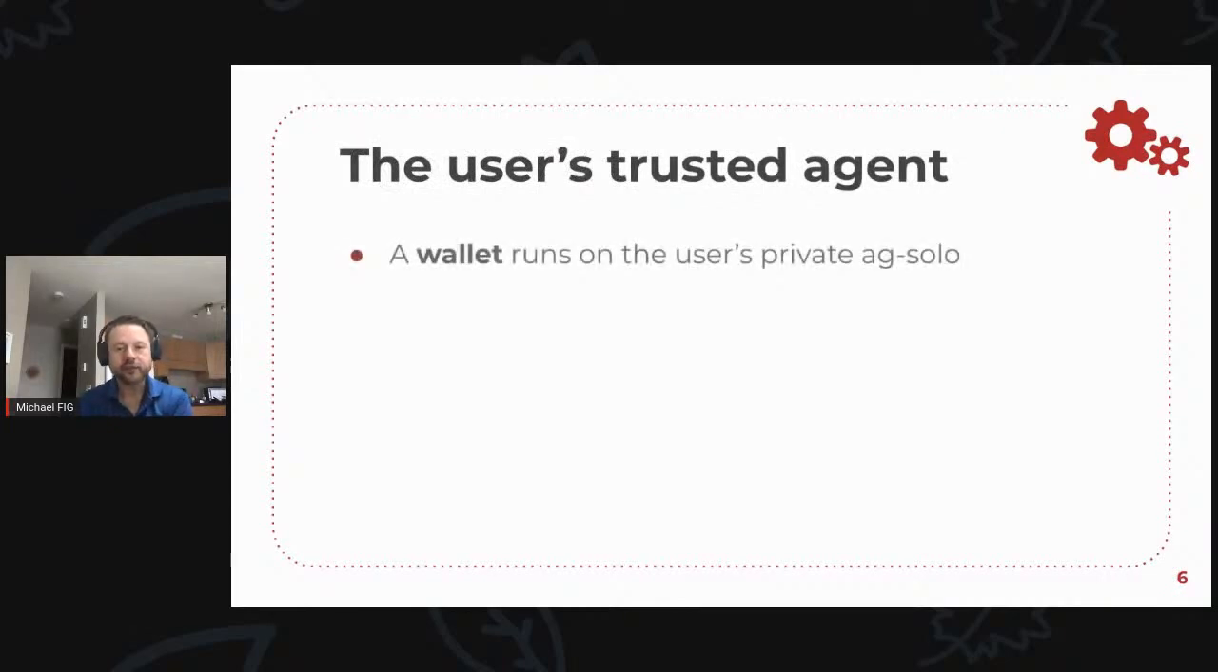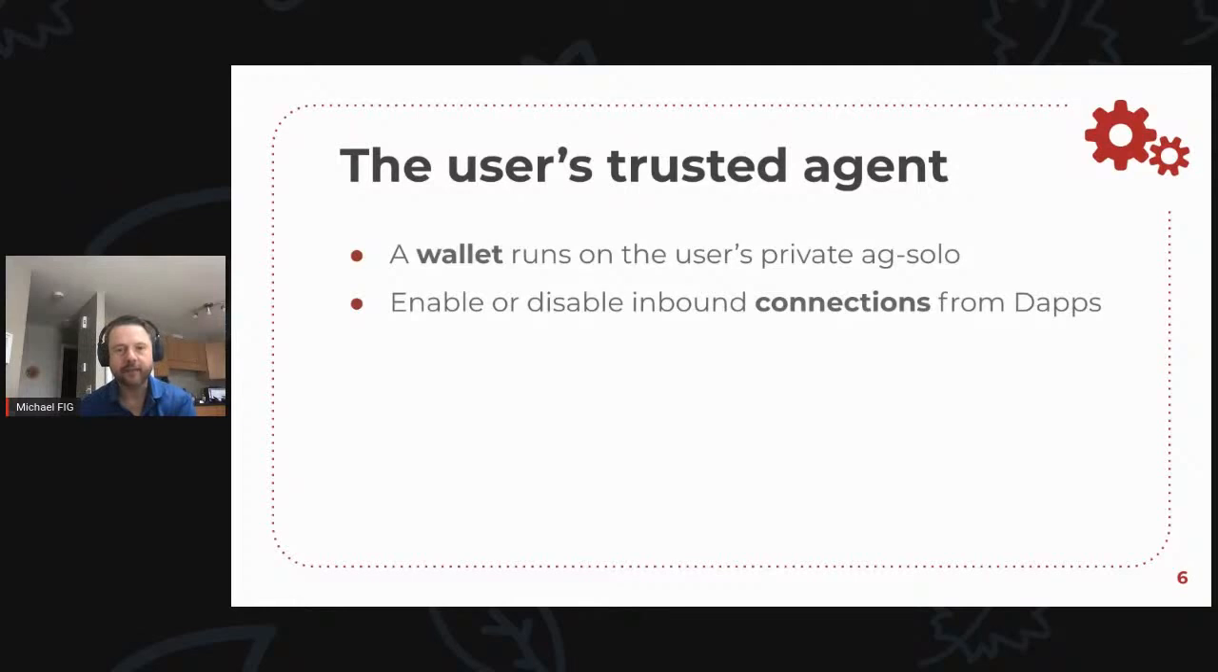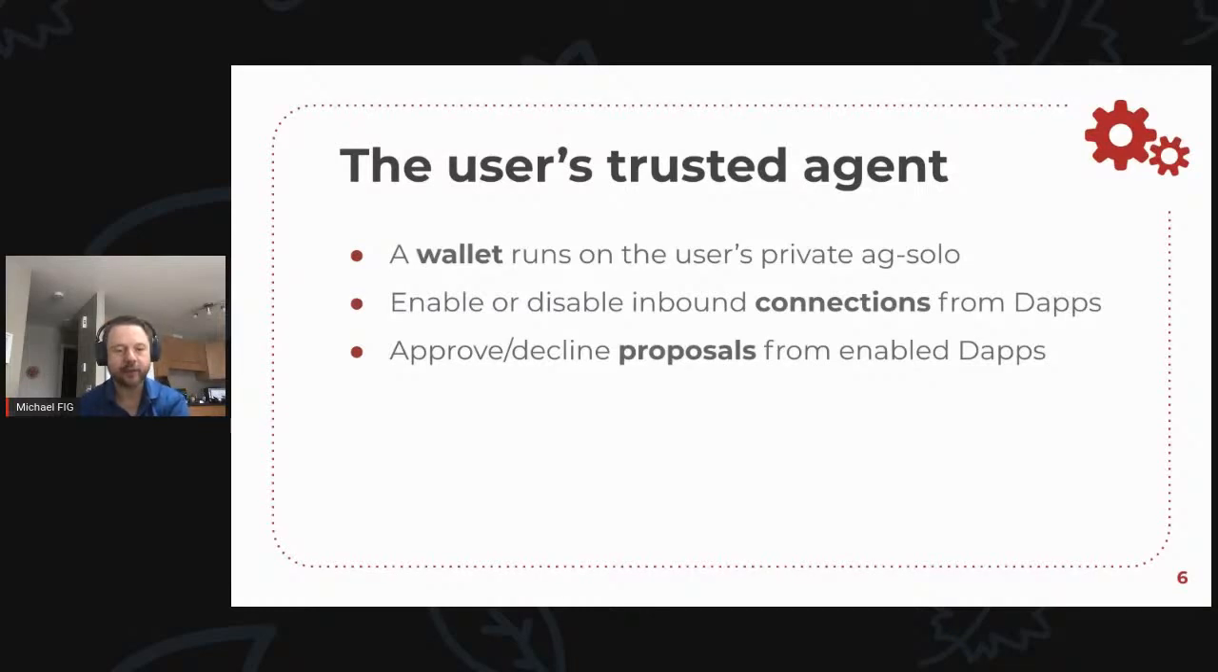So the wallet is the user's trusted agent that runs in the user's private Ag Solo. When you run Agoric Start, you start one of these Ag Solos with the wallet. The wallet allows you to enable or disable inbound connections from dapps. And we'll get to that in a little bit. And importantly, it allows you to approve or decline proposals from enabled dapps.